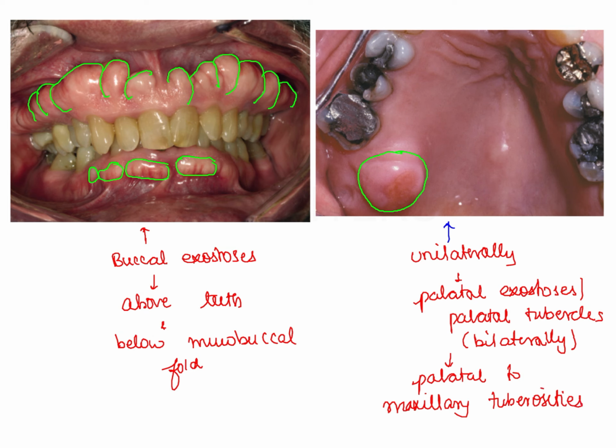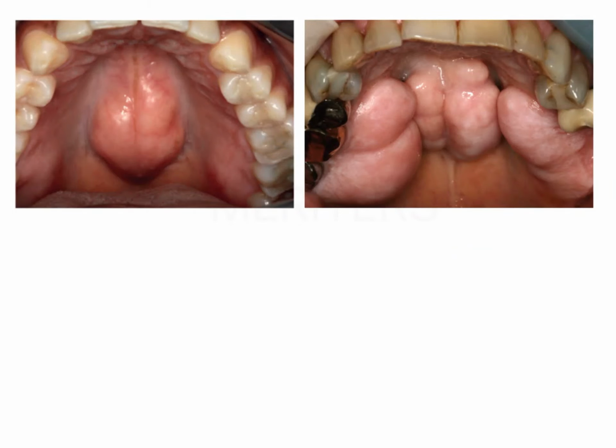Now we should differentiate the term palatal exostosis or palatal tubercle from another term, that is palatal torus. In the first picture, you can observe the palatal torus. Palatal torus is restricted to the midline of the palate. It is situated in the midline suture of the palate. Then they are called palatal torus, and if it is present on either side of the palate, unilaterally or bilaterally, near the maxillary tuberosity region or palatal to the tuberosity region, then it is known as palatal tubercle or palatal exostosis.